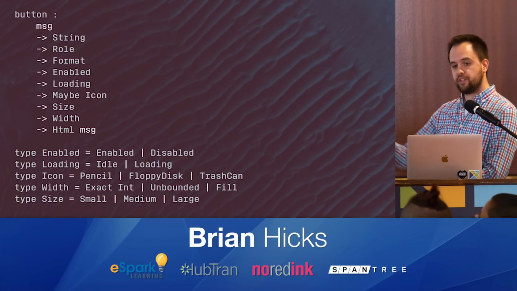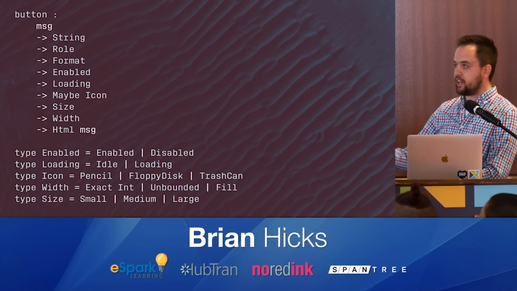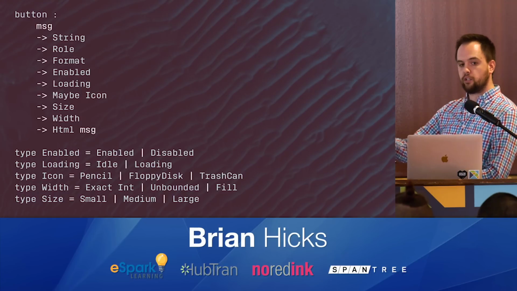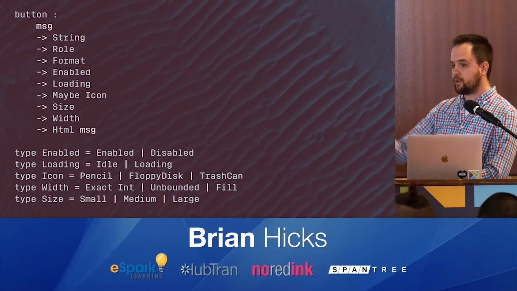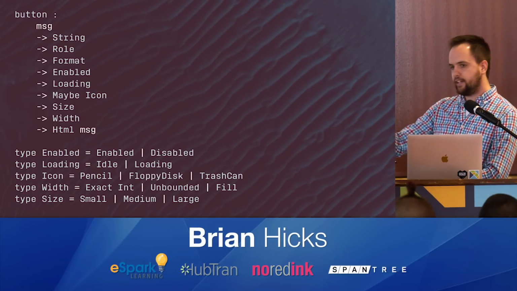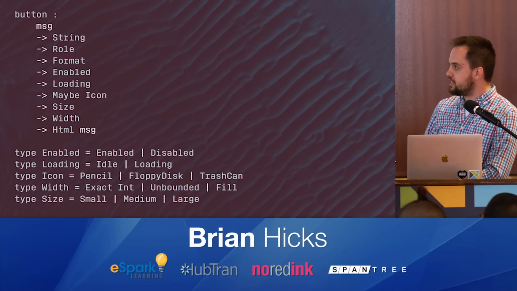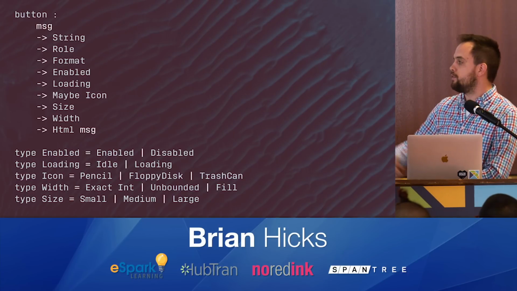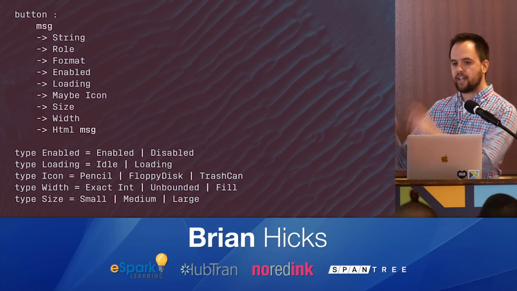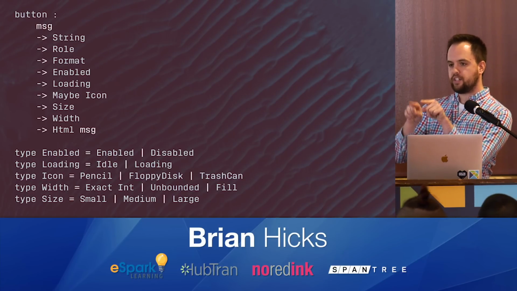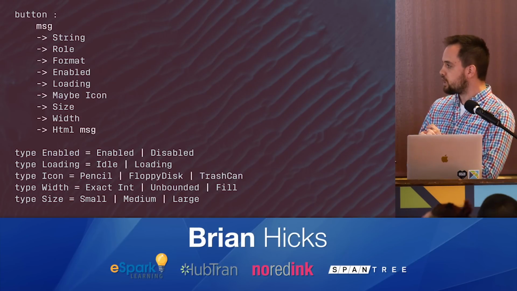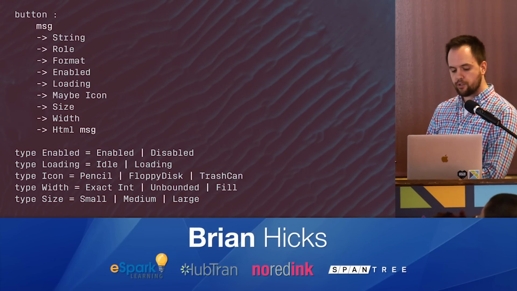So we have enabled, which is enabled or disabled, for example, with form validation. We have loading, which is idle or loading, again as user affordance, so that when you click the button, you don't just go click, click, click, click, click. You know that you actually did something. We have our icons, which we've already been over, and width, which is exactly this wide, fit to the content or fit to the container, and our size, which is small, medium, or large.